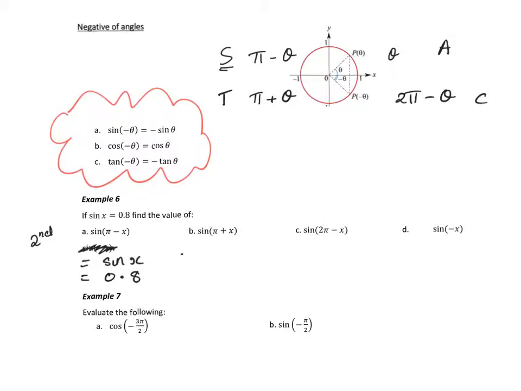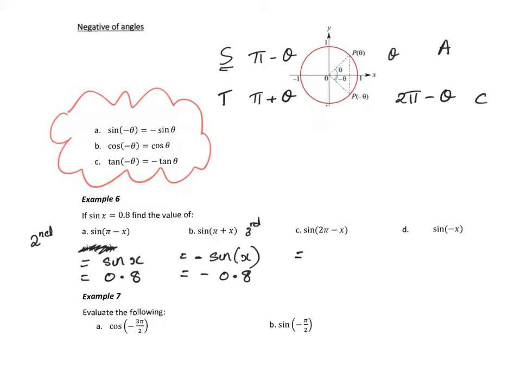Okay, what about the next one? Sine of pi plus x. What quadrant am I in there? I am in the third quadrant, and so therefore sine is negative in that quadrant. So I end up with negative sine of x, relating it back to the angle in the first quadrant, and therefore my answer is negative 0.8.